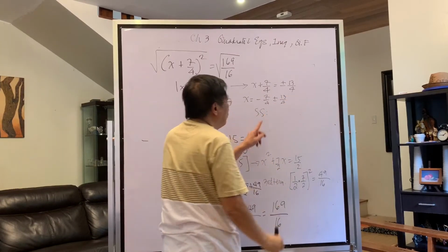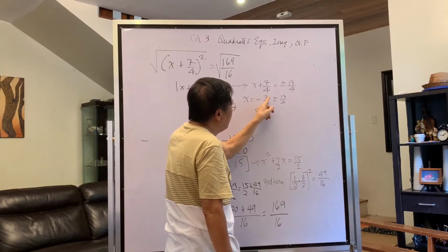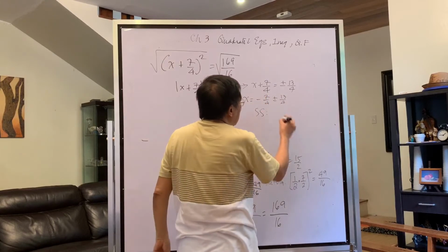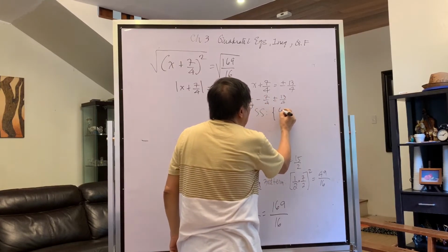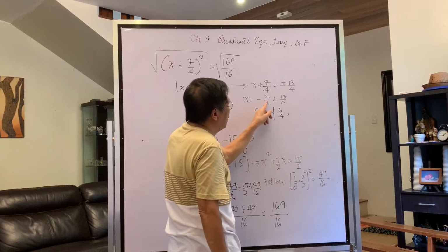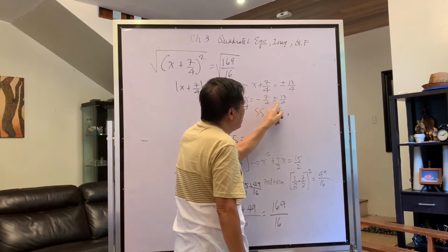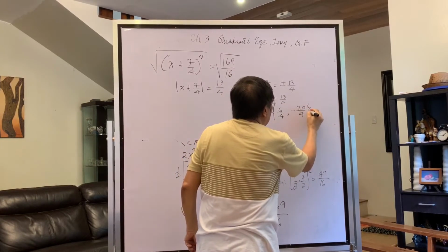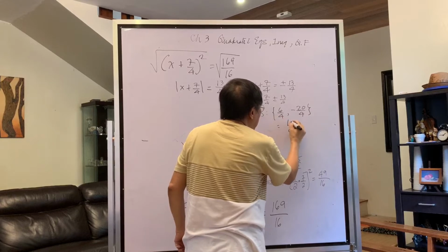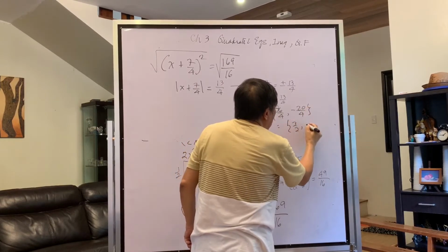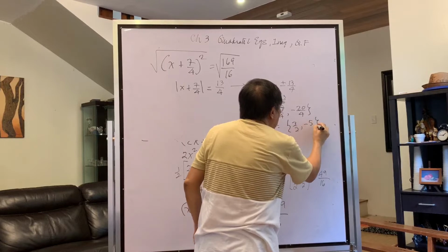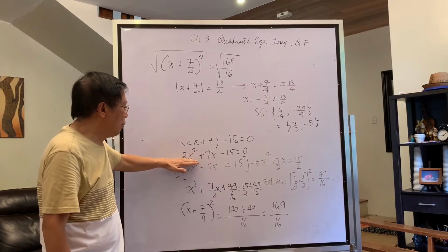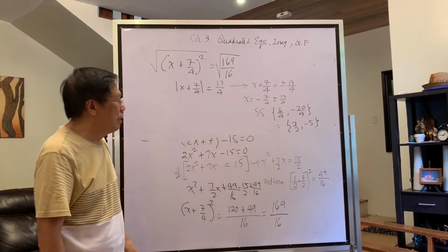Okay, let's see. The first fraction will be negative 7 over 4 plus 13 over 4. 13 minus 7 is 6, so that will be 6 over 4. The next one, negative 7 over 4 plus negative 13 over 4 gives me negative 20 over 4. Or, reducing this, we get 3 over 2 and negative 5. This is the solution to the given equation, 2x squared plus 7x minus 15 equals 0.